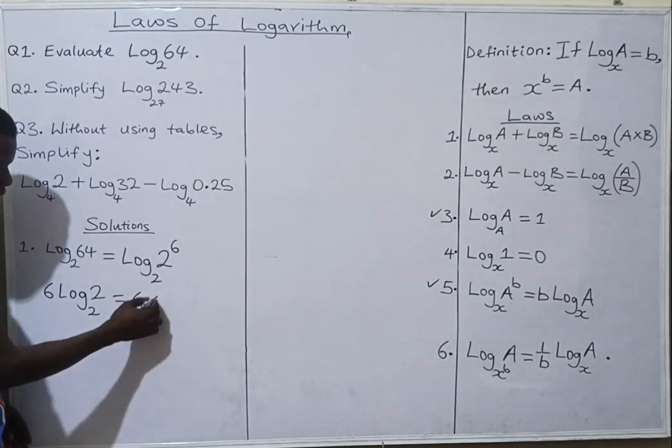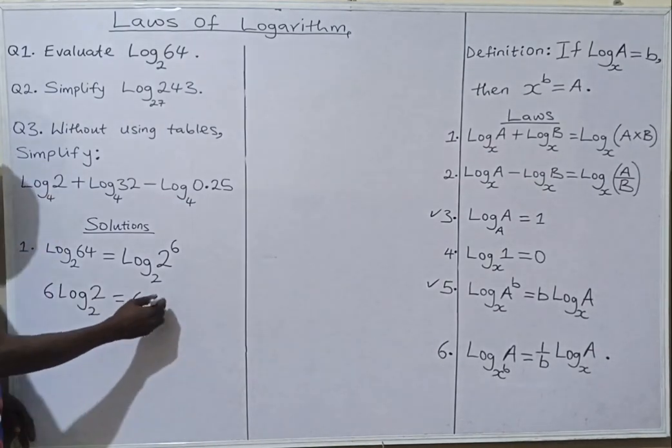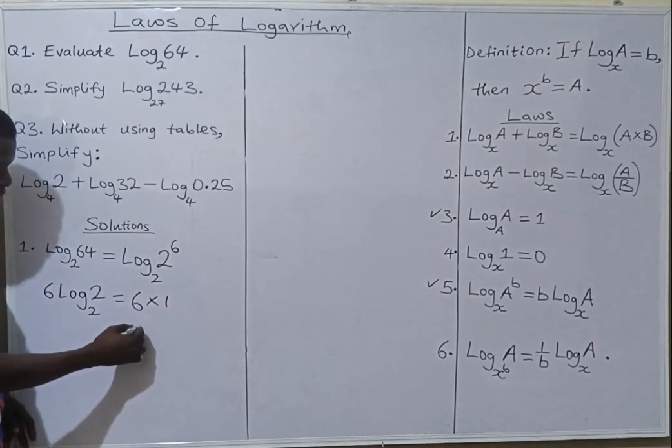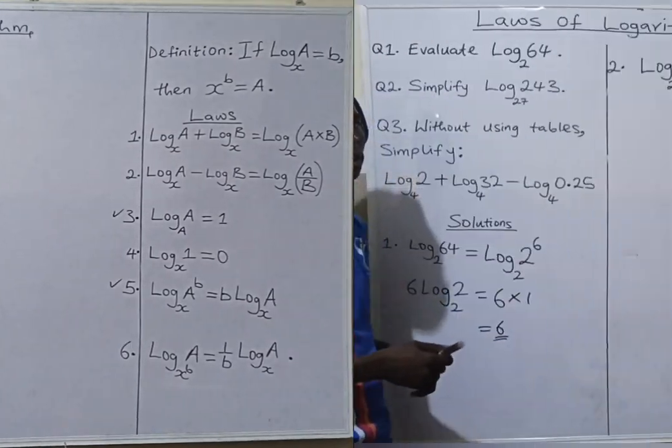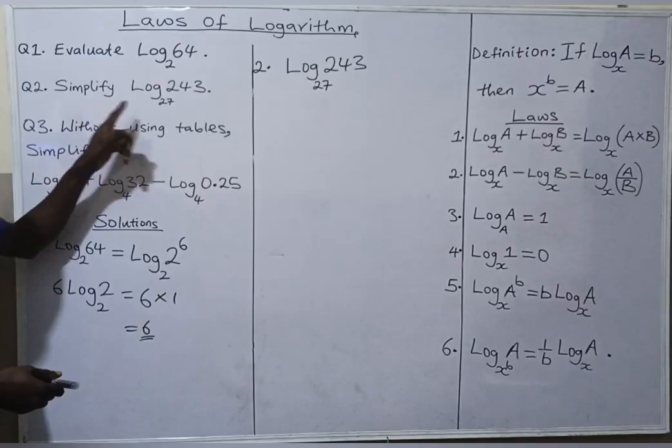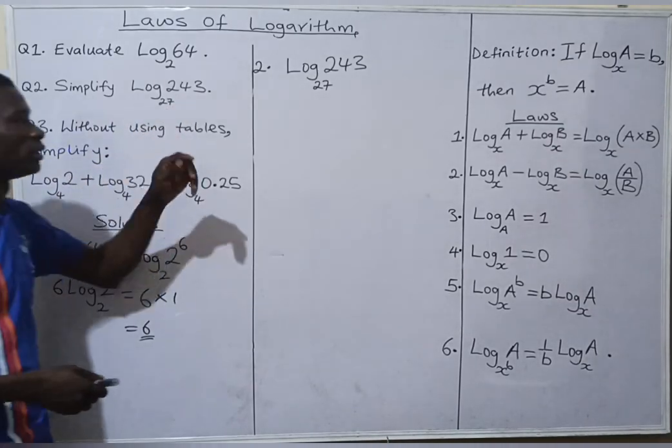Okay, so that is 6 multiplied by log 2 to base 2, which is actually going to give us 1. So 6 times 1 is going to be equal to what? 6. So that is question number 1. Question 2: Simplify log 243 to base 27.